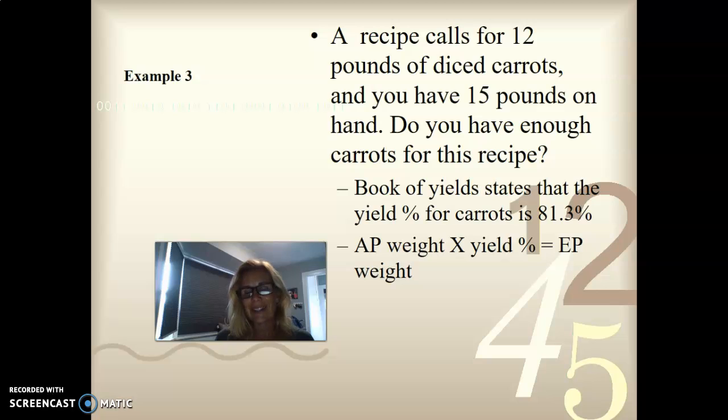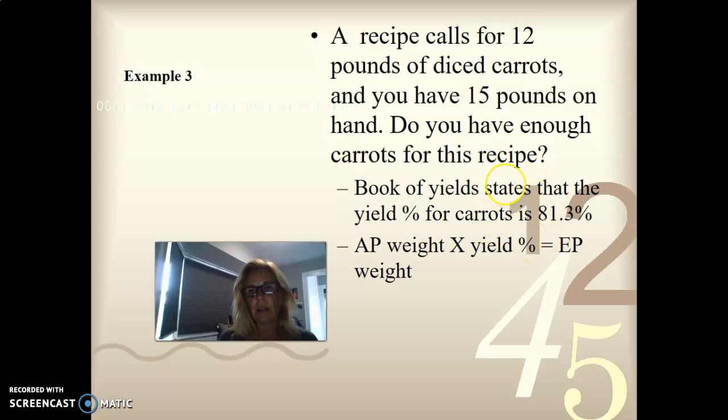Well, someone that wasn't studying yields would say, "Duh, yeah, I do. Recipe calls for 12 pounds. I have 15. I have enough." But you know well enough that your AP quantity, that 15 pounds there, is not your edible, or how much you'll end up with after you peel and dice those carrots for this recipe.